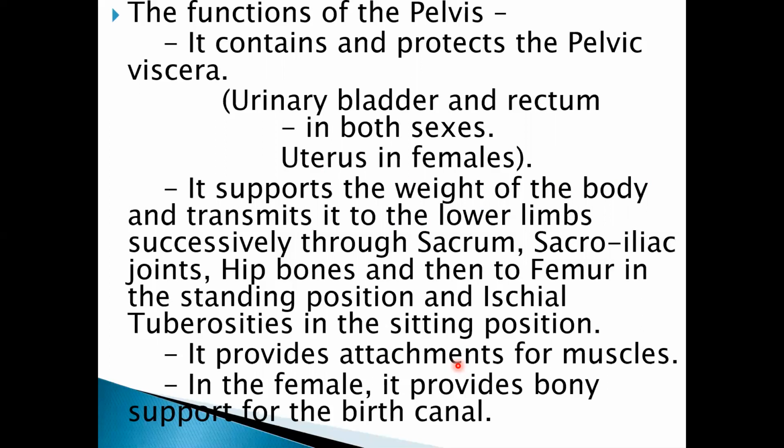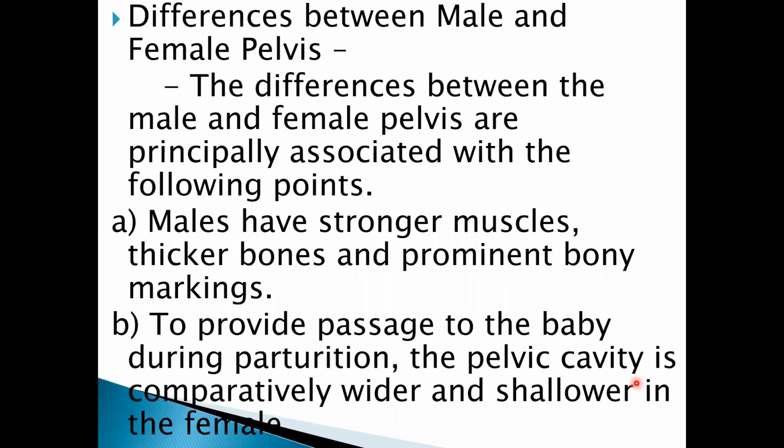It provides attachments for the pelvic muscles, which close the pelvic cavity from the lower side and form the pelvic diaphragm. These are attached on the hip bones or the bony pelvis. Additionally, in the female, it provides the bony support for the birth canal or birth passage. Accordingly, the shape of the male pelvis and female pelvis are different. The female pelvis is mainly meant for the birth passage, so its shape will be different from the male pelvis.